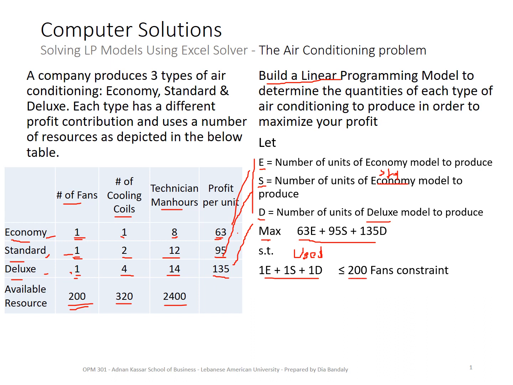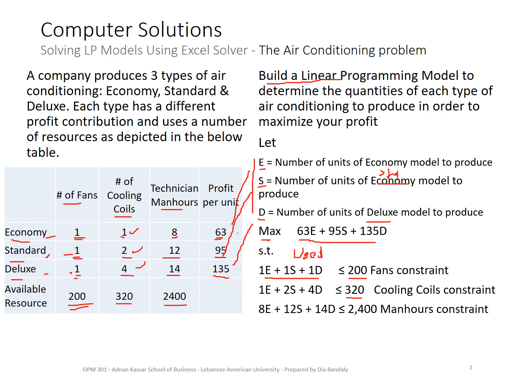Now, the second one, the cooling coils. To quantify the used quantity, again, I multiply the requirement per unit, so it's 1 times E plus 2 times S plus 4 times D. This is how much I need, and this should be less than or equal to what I have, which is 320. The last one follows the same logic. So now we have the three constraints, and don't forget the non-negativity constraints. This is our complete model.